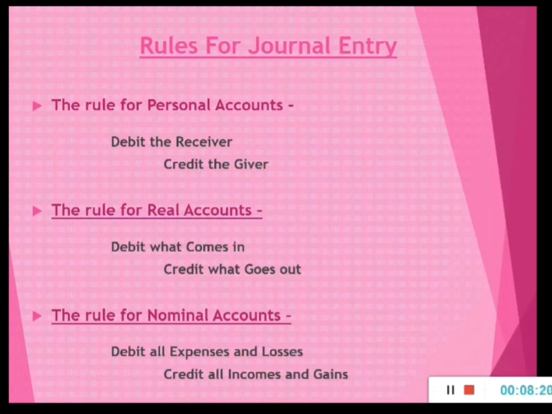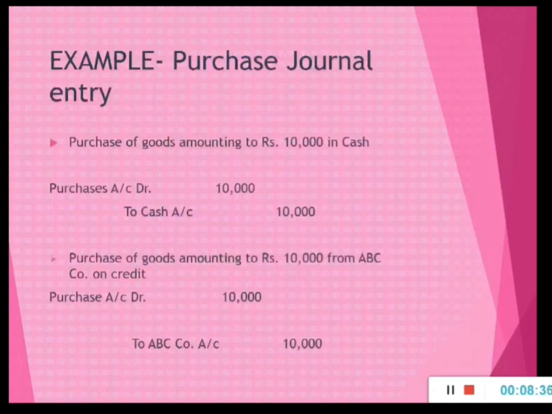And the rule for nominal account is debit all expenses and losses, credit all income and gain. So all the expenses and losses should be debited and all the incomes and gains should be credited. So these are the golden rules for journal entry. Some examples are given.